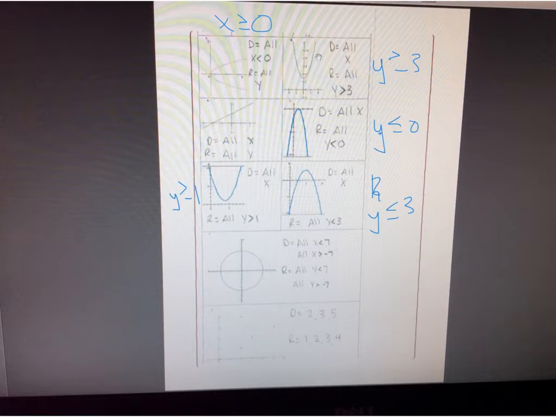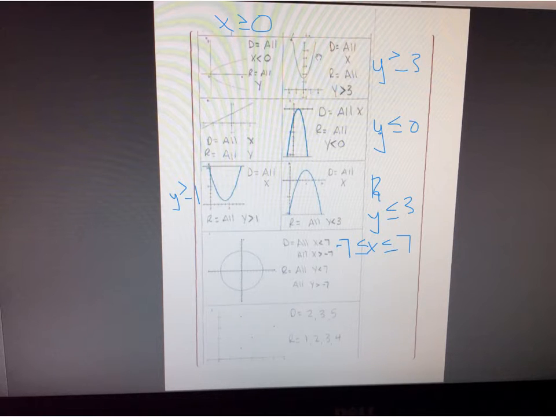Now when we go to the circle, what we're going to do for the circle is the range and the domain are contained between a certain interval. There's 2 different ways to write that. One way would be to write it like this. X is always going to be less than or equal to positive 7, and greater than or equal to minus 7, and you're going to do that for the range as well.